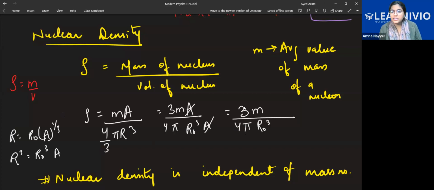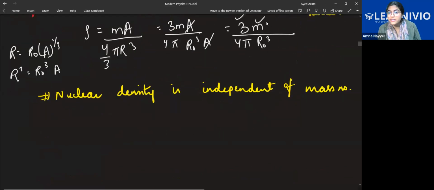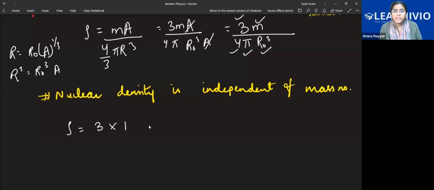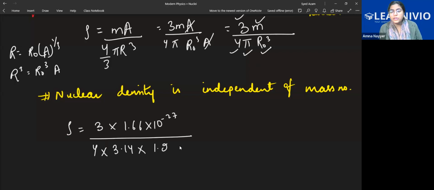Class, 3 is a constant term. Average mass of nucleon, 1.67 into 10 to the power minus 27, that is a constant term. 4 is a constant term. Pi is 3.14. R naught is 1.2. Every term is constant. If I put 3 into 1.66 into 10 to the power minus 27 divided by 4 into 3.14 into R naught, 1.2 into 10 to the power minus 15, whole cube, right? All these are constant terms.